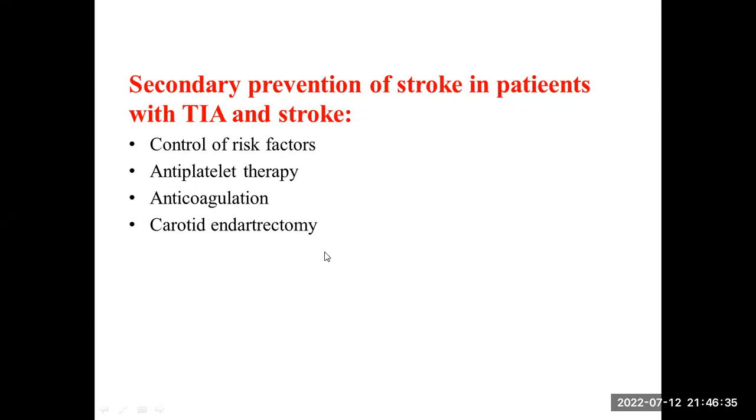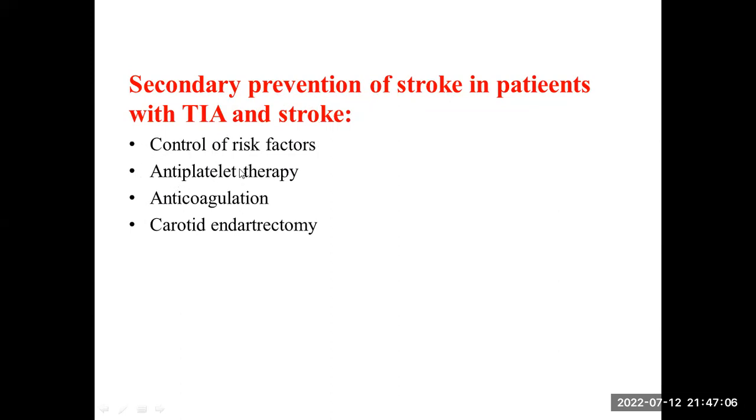Then also you should consider smoking cessation. And this is very important. As I mentioned previously, quitting smoking after 1 year will reduce the risk of atherosclerotic complications by 50%. This is how huge the impact of smoking is on cerebrovascular disease and on cardiovascular disease. And also alcohol cessation is important. All these are part of the control of risk factors. And this is part of the secondary prevention of stroke in patients with TIA or in patients with stroke.